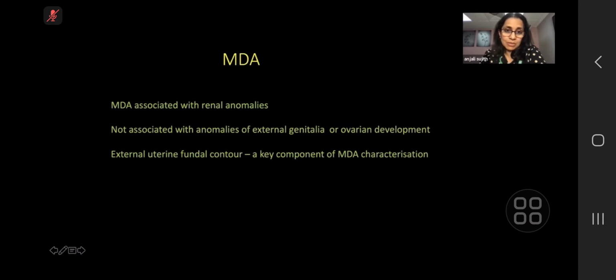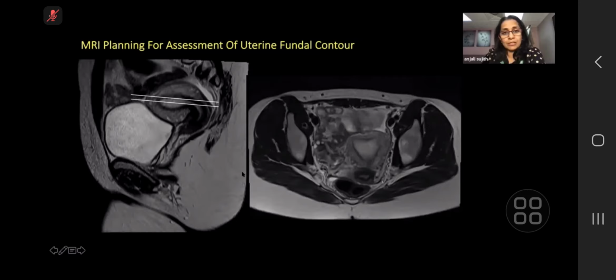So these are the key points to remember regarding Mullerian duct anomalies. Associated renal anomalies are there, and external uterine fundal contour is a key component of MDA characterization. Now, when you assess uterus for fundal contour on MRI, you have to get a true coronal of the uterus. This is achieved by planning the coronal slices parallel to the long axis of endometrium. And thus you get a view which will show the smooth contour of uterus.